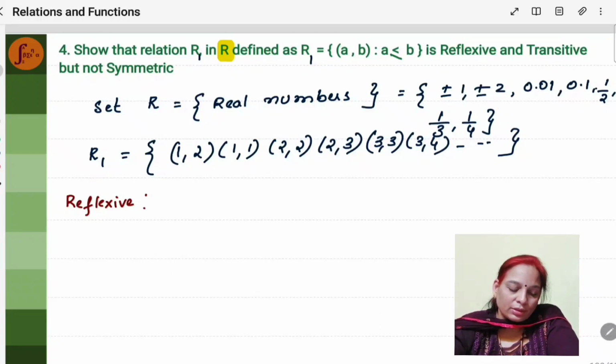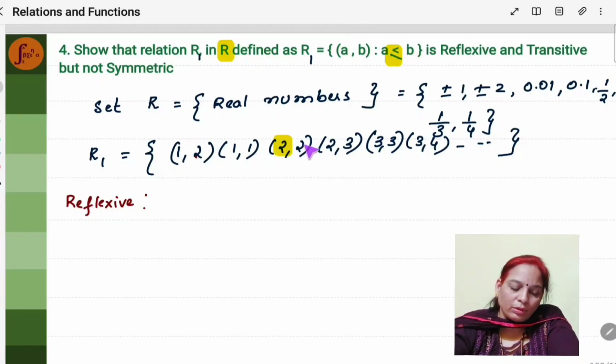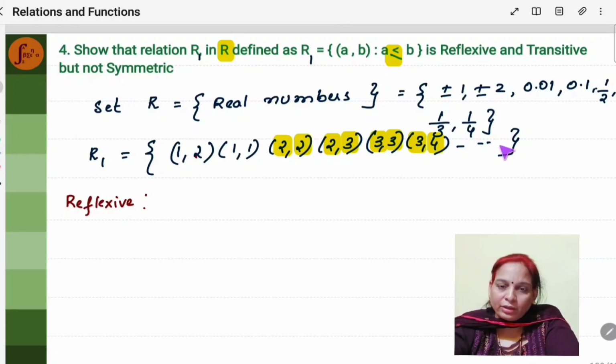The relation is defined by the first element being less than or equal to the second element. For example, 1 comma 2: the first element is less than the second. It can also be equal, so I can take 1 comma 1, 2 comma 2, 3 comma 3, and then 2 less than 3, 3 less than 4. So there are infinite combinations.